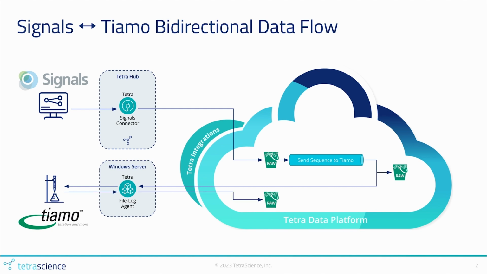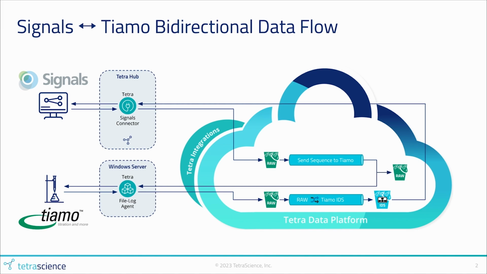Once the instrument run has completed, the results are picked up by the Tetra file log agent and brought back into the Tetra Data Platform as a raw file. The arrival of this raw file triggers a pipeline to harmonize it into Tetra Data, and then this makes the results available back into the Signals notebook. So let's see this in practice.